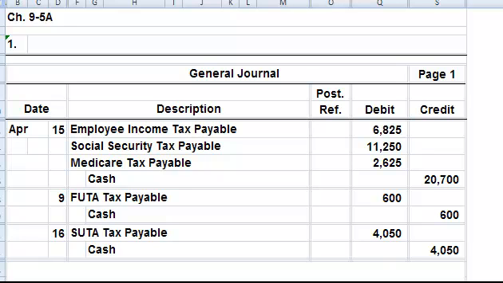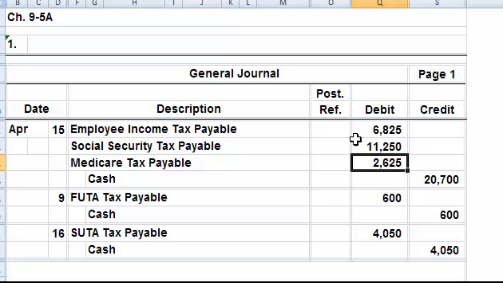So all of those accounts have a balance in them because throughout the pay periods, in our journal entries, we've credited these accounts, and now it's time to pay. So you're going to pay out the balances that are in each of those accounts. So here's what's going to happen. The employee income tax payable account has a credit balance of $6,825. Social Security tax payable has a credit of $11,250, and Medicare tax has a credit balance of $2,625. But it's time for us to pay these to the federal government.